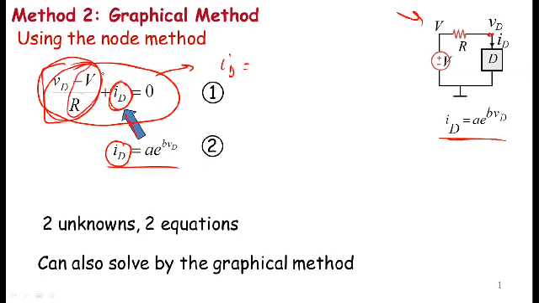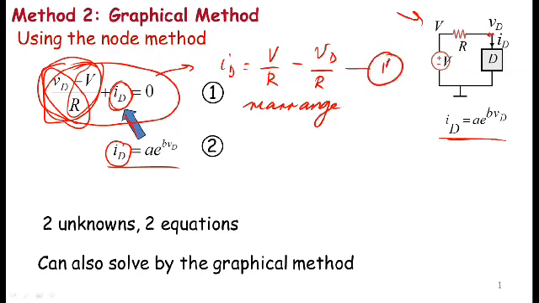So let's start with minus V divided by R, and when I move that to the right-hand side, it becomes V divided by R. And when I move VD over R to the right-hand side, it becomes minus VD over R. I've simply done some rearranging of the terms in equation 1. Since I haven't done anything unique or different, I'm just going to label this as 1 prime.